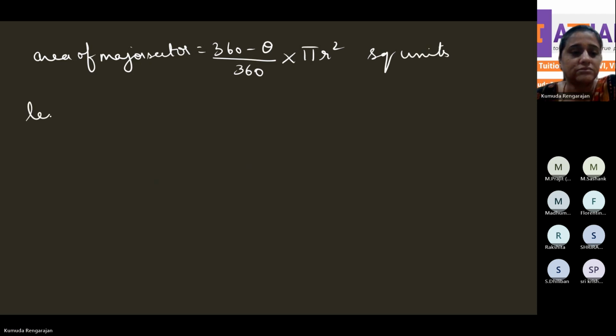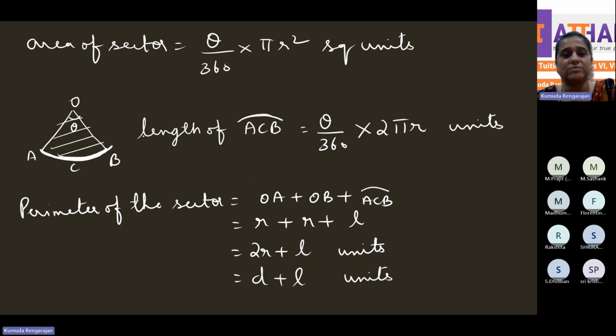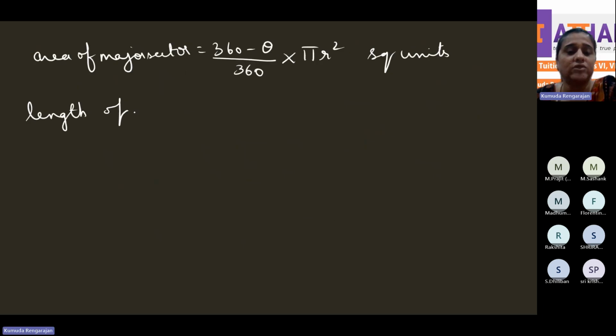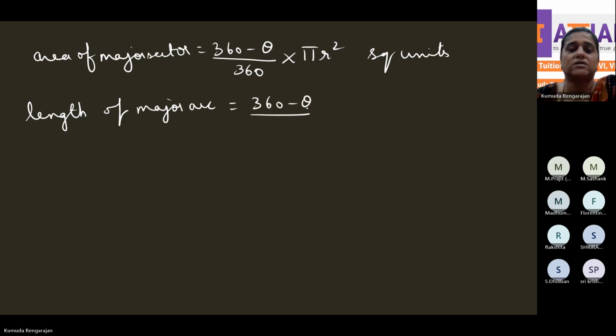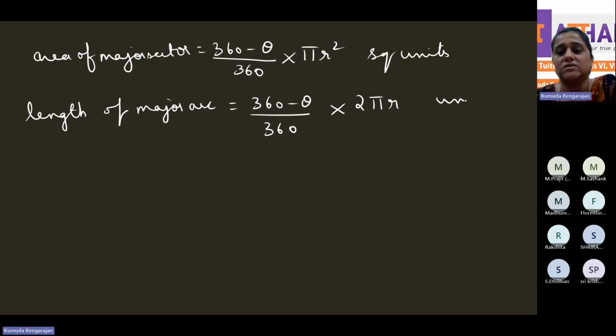Similarly, length of major arc. When we say length of arc ACB, it's the minor arc ACB. So the length of the major arc will be, with the angle in the major sector, 360 minus theta. This major arc is a part of the major sector. So that angle, 360 minus theta, by 360 into 2 pi r units.